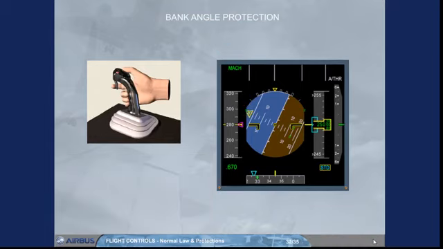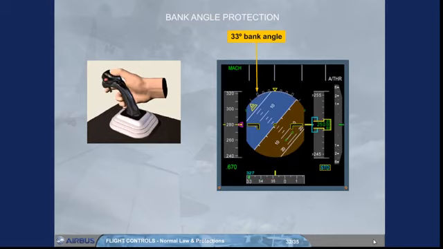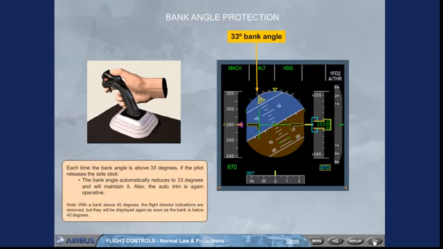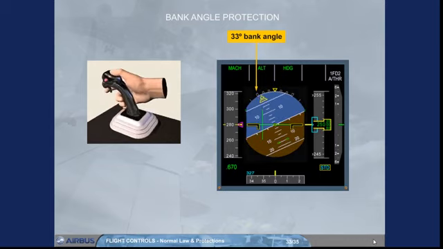Each time the bank angle is above 33 degrees, if the pilot releases the side stick, the bank angle automatically reduces to 33 degrees and will maintain it. Also, the auto trim is again operative. Note: with a bank above 35 degrees, the flight director indications are removed, but they will be displayed again as soon as the bank is below 40 degrees. Below 33 degrees, when the pilot releases the side stick, the roll attitude is maintained constant.